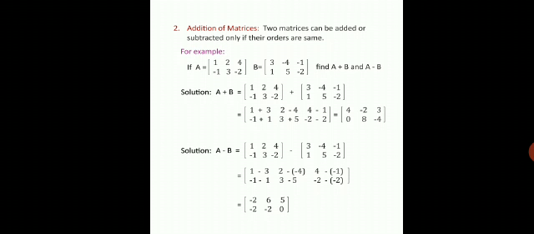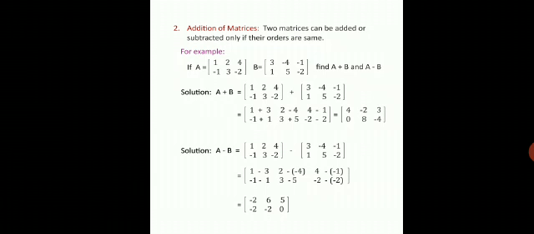minus 2 plus minus 2, which is equal to, simplify this matrix, we get 1 plus 3 is equal to 4, 2 minus 4 is equal to minus 2, 4 minus 1 is equal to 3. Second row, minus 1 plus 1 is equal to 0, 3 plus 5 is equal to 8, minus 2 is equal to minus 4. This is the answer for the addition of two matrices A plus B.